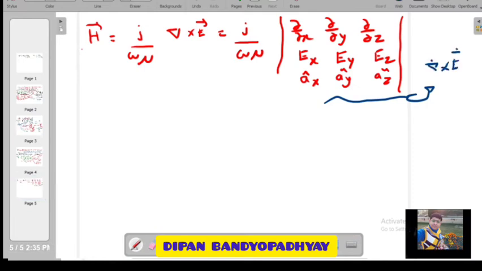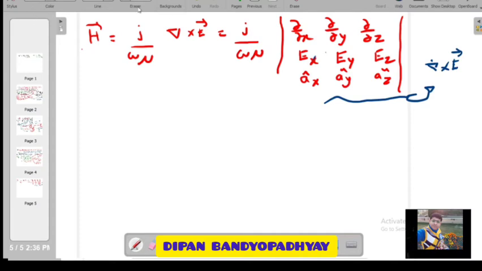Curl of E. Remember this E is given in the Cartesian coordinate system, so whatever we have applied is for the Cartesian coordinate system. If E is in the spherical coordinate system, you need to apply the curl formula for the spherical coordinate system. If it is in the cylindrical coordinate system, then you need to apply the curl formula for the cylindrical system. Note this point.